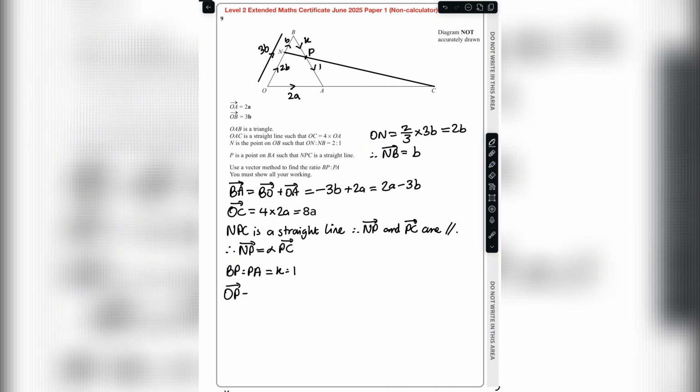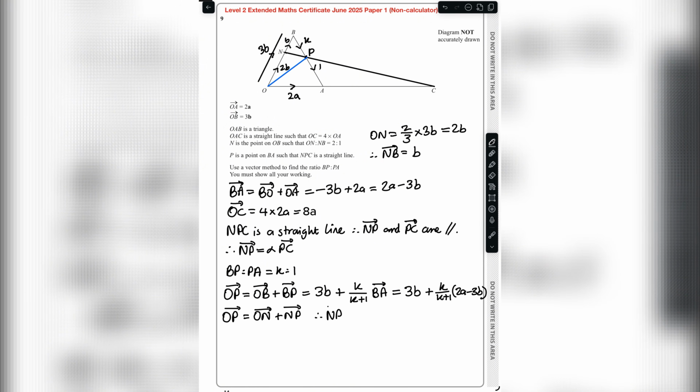So the vector OP can be obtained by going to the vector OB and then from B to P. So the vector OB is 3b, and the vector BP is simply k divided by k plus 1 multiplied by the vector BA. And that equals 3b plus k all over k plus 1 multiplied by 2a minus 3b. We can also get from O to P by going from O to N and N to P.